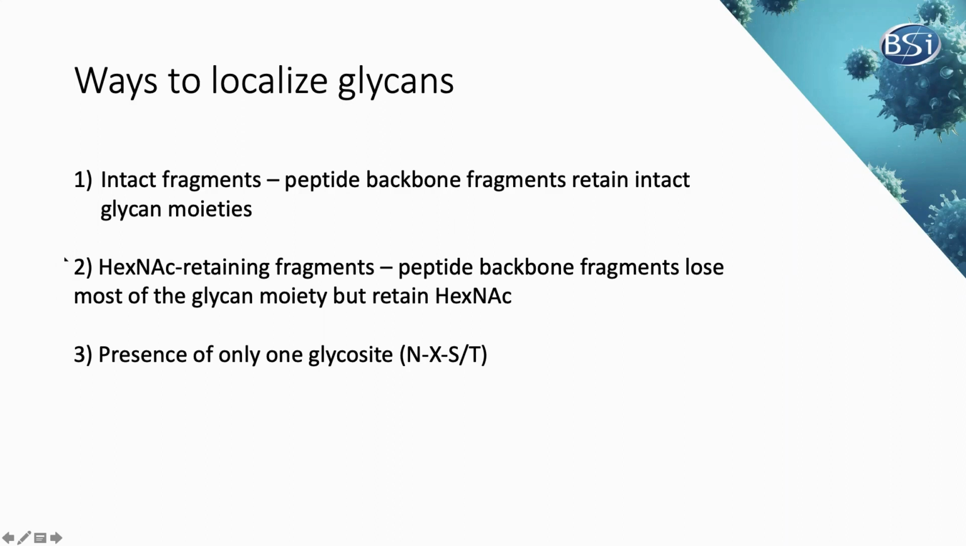The other types of ions within a spectra that can be used are HexNAc-retaining fragments. So you have peptide backbone fragments that may lose most of the glycan moiety but retain just the HexNAc monomer. And also, mostly in the case of N-linked glycans, if there's only one possible glyco site with the N-linked motif present, then it becomes obvious that that's the only possibility. So you can assign the site there.